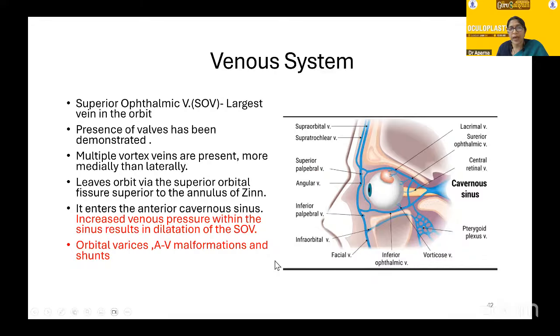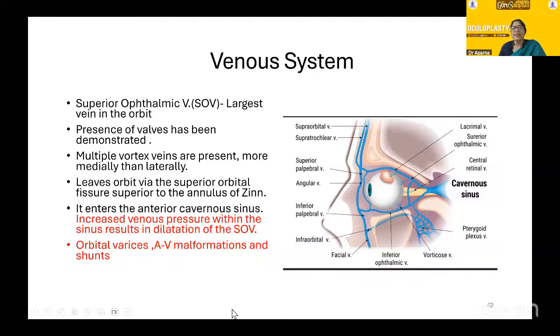The superior ophthalmic vein is the largest vein in the orbit, and it carries the venous blood from the superior supraorbital vein, the supratrochlear vein, and there are multiple vortex veins which are present more medially than laterally. The superior ophthalmic vein leaves the orbit through the superior orbital fissure superior to the annulus of Zinn. It enters the anterior cavernous sinus.